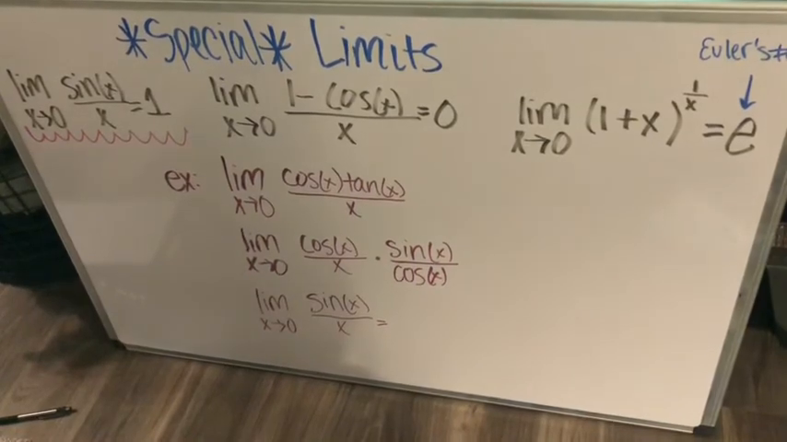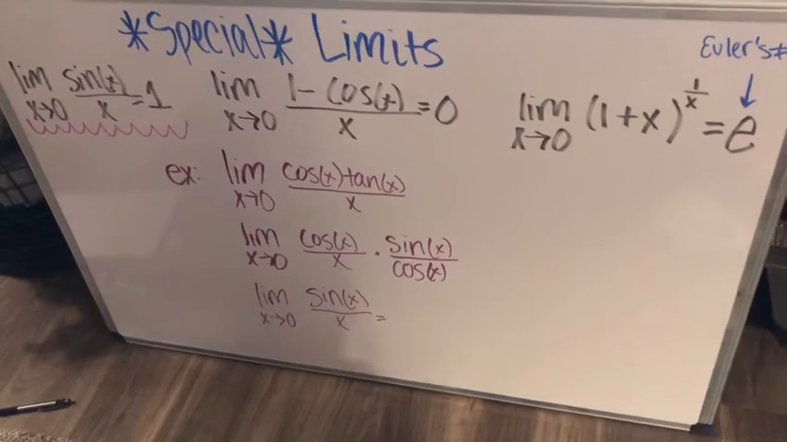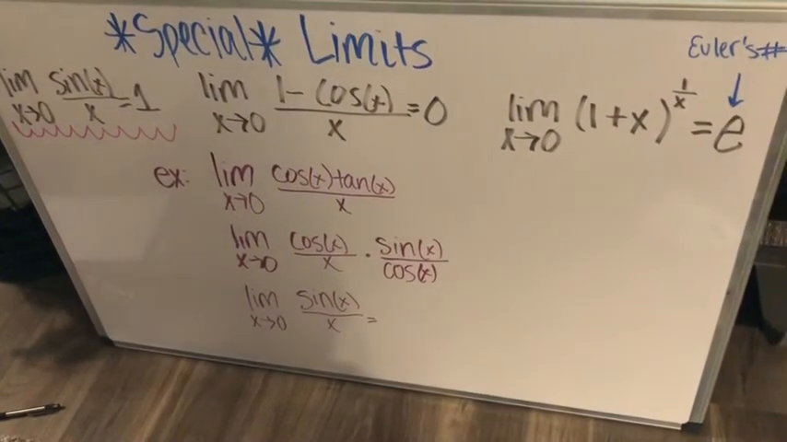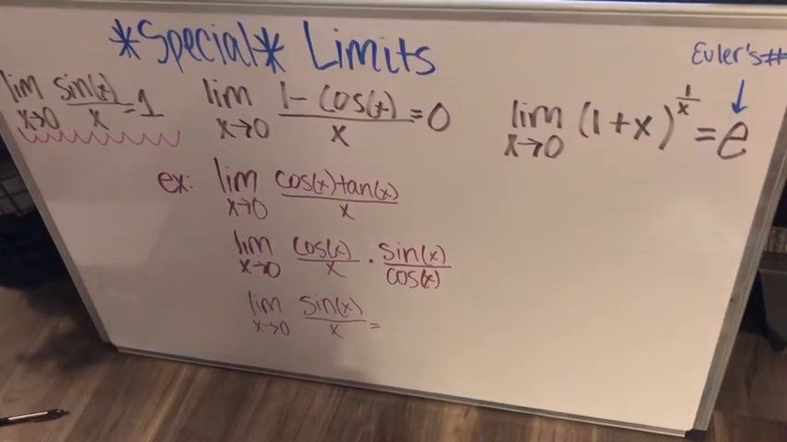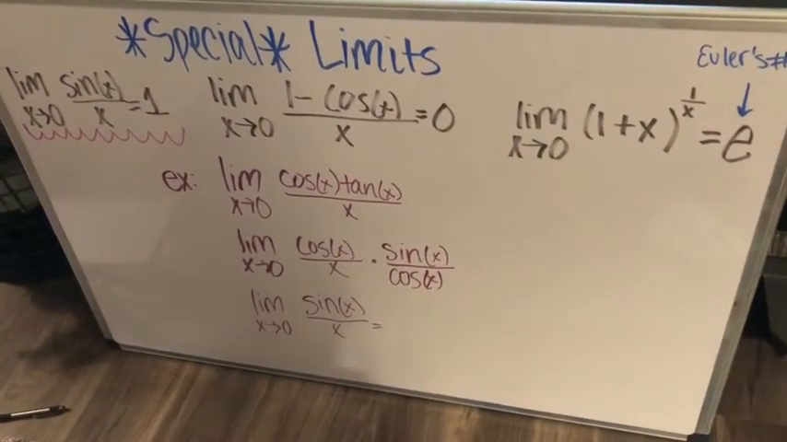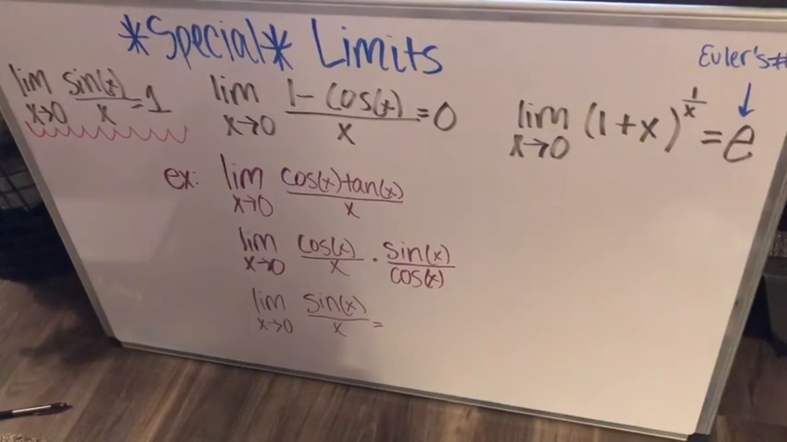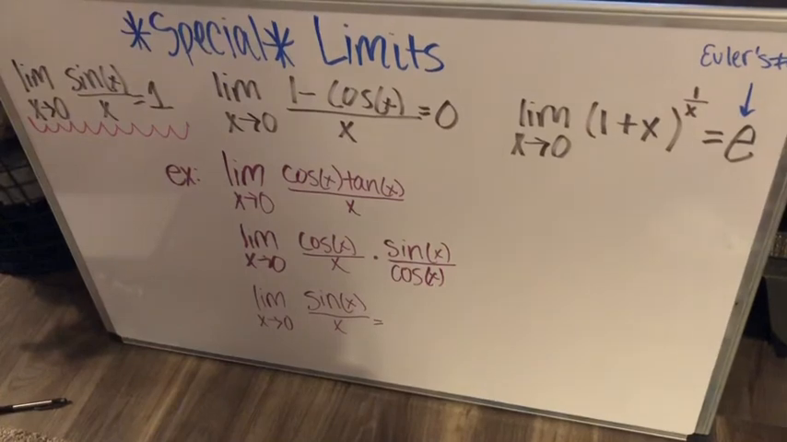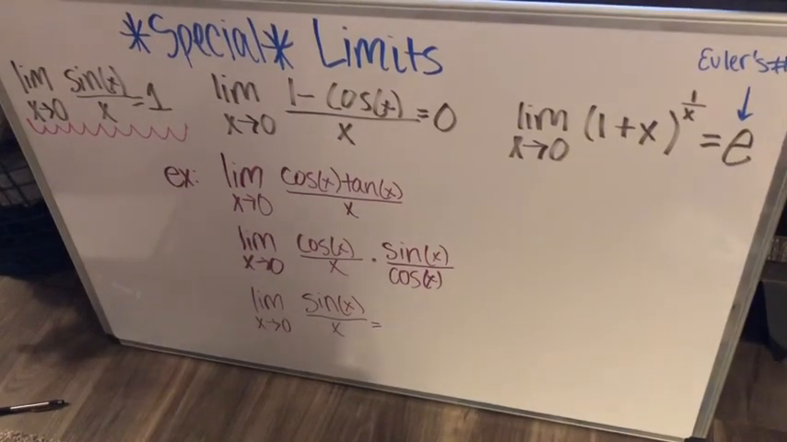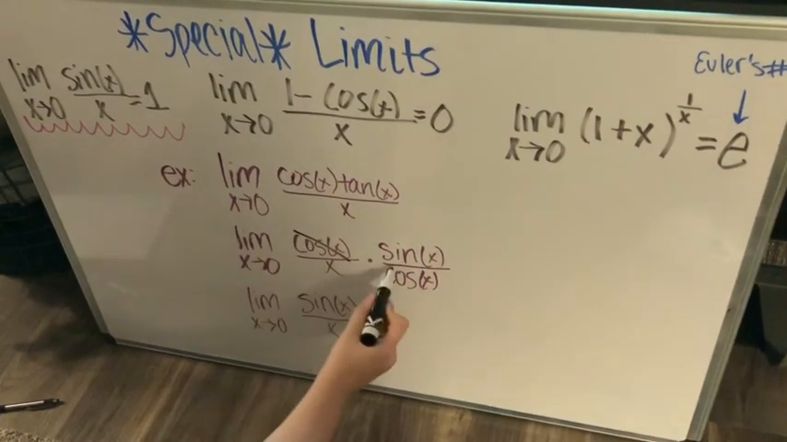So if we have the example, the limit as x approaches 0 of cos x times tan x over x, we know that we can separate this problem as cos x over x multiplied by tan x. Now tan x, as we know, can be represented as sine of x over cos of x. So then we have the limit as x approaches 0 of cos x over x multiplied by sine x over cos x. As you can see, we have like terms of cos x on the top and the bottom, so these terms can cancel out.